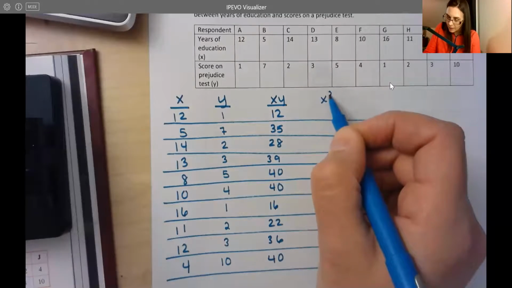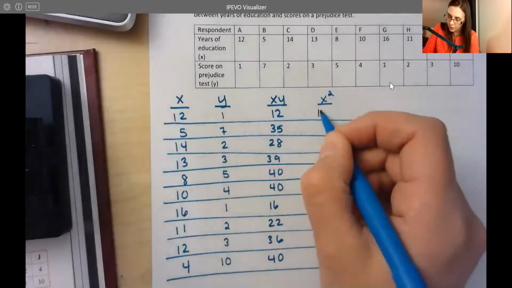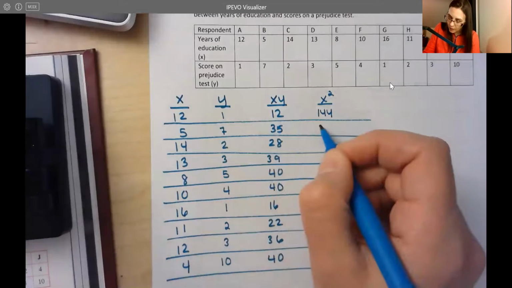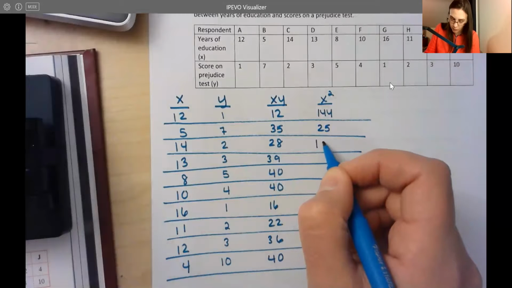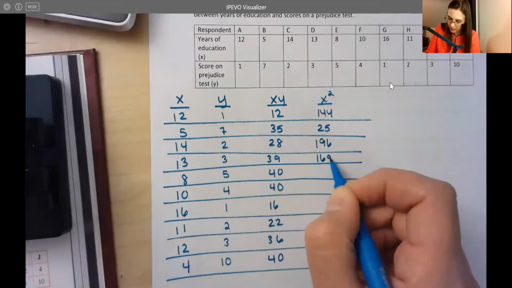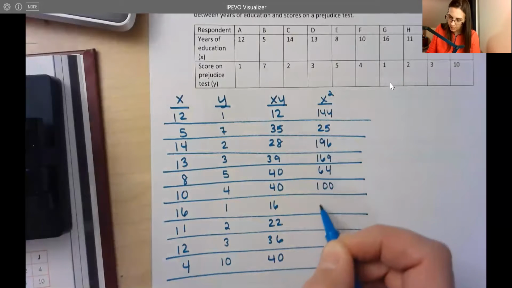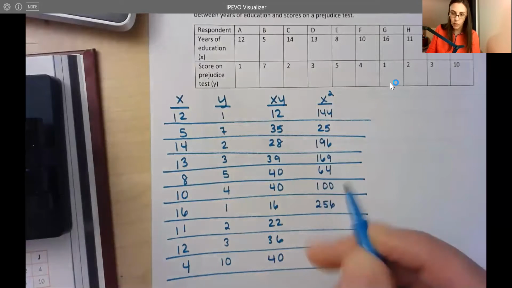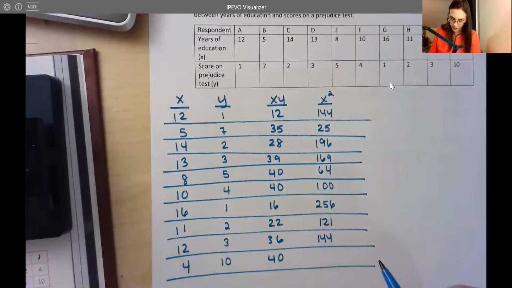I'm also going to calculate my X squareds. So I'm going to square all these values. 12 squared is 144. 5 squared is 25. 14 squared, this one I did not know off the top of my head. I did it out. It's 196. 13 squared is 169. 8 squared is 64. 10 squared is 100. 16 squared is 256. So your calculator can help you with these. 11 squared is 121. 12 squared is 144. And 4 squared is going to be 16.